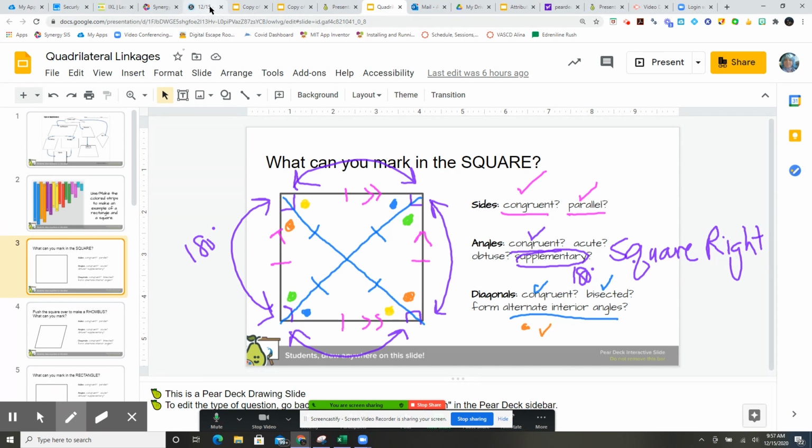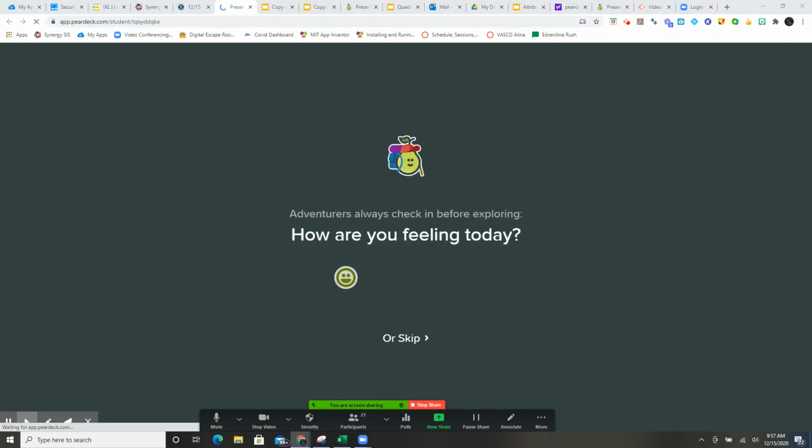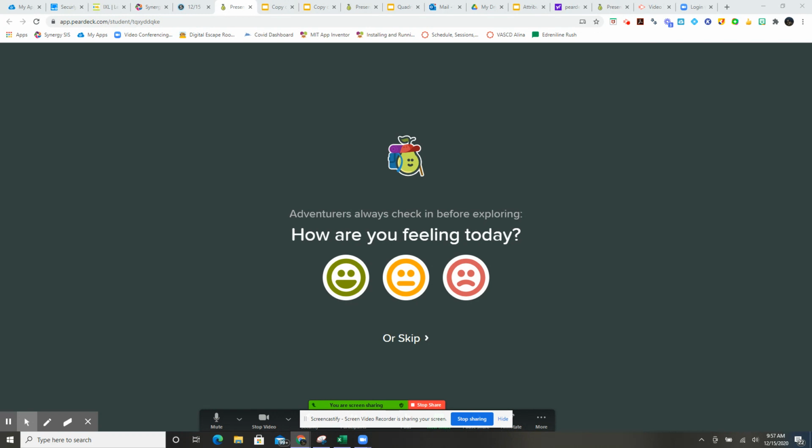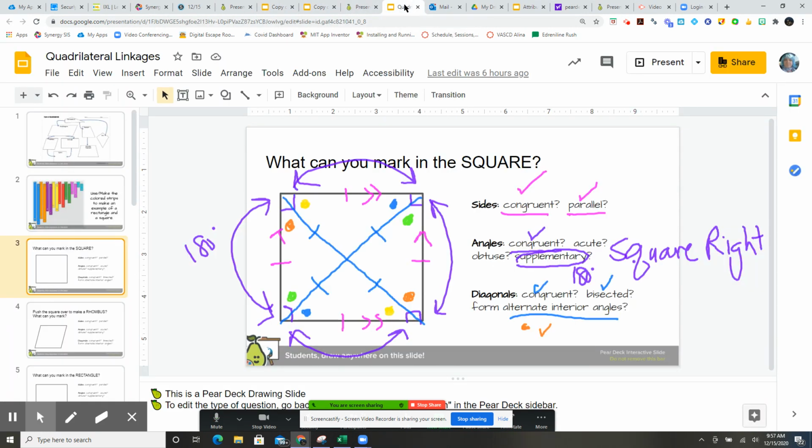So if you go to the Schoology page where you went to the assignment, there should be a Pear Deck link. Does the Pear Deck link work? Yeah? Let me put it in the chat in case somebody needs it there. So I know it's kind of obnoxious how often we're using Pear Deck. But it definitely is helpful.